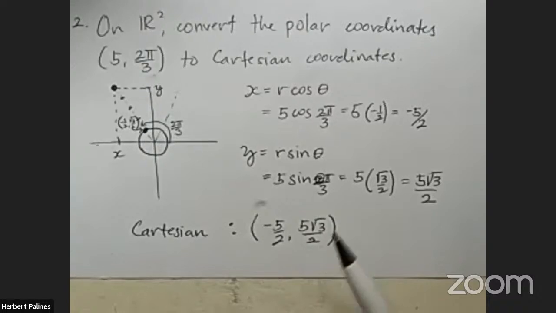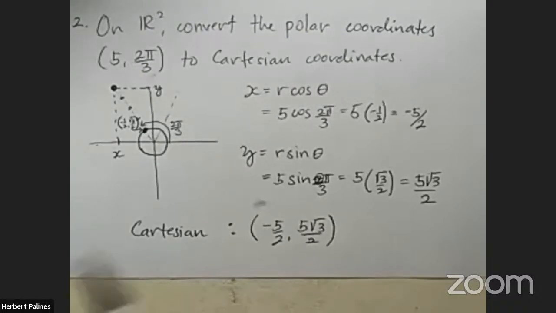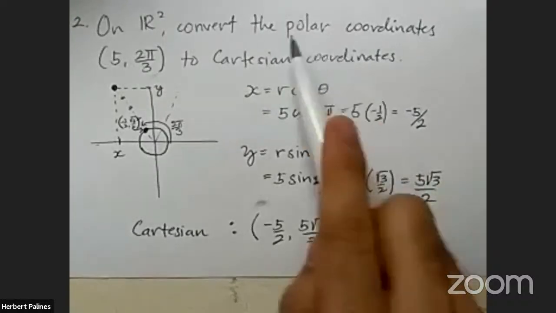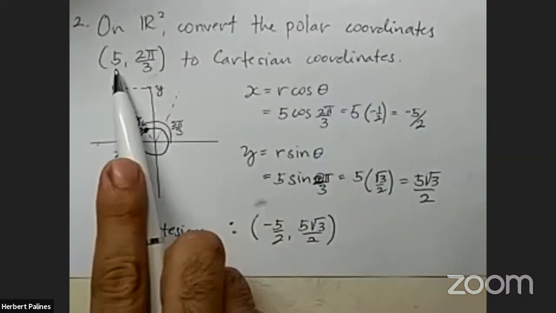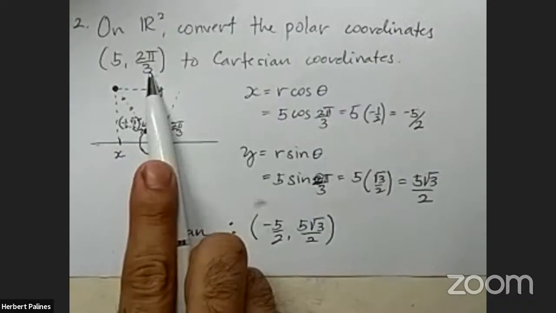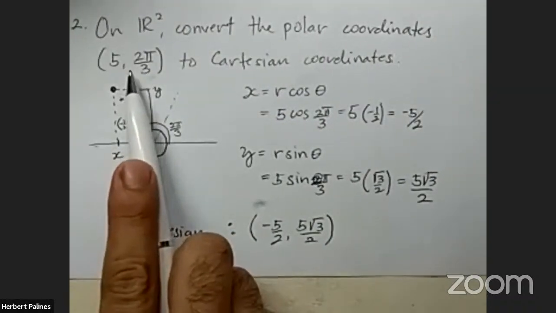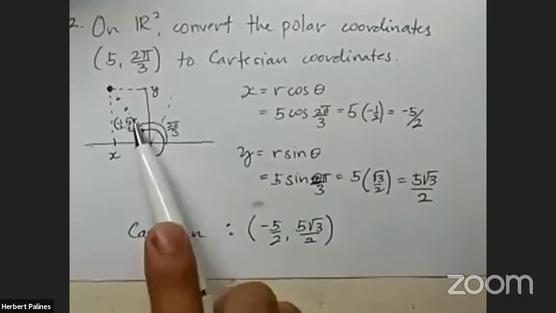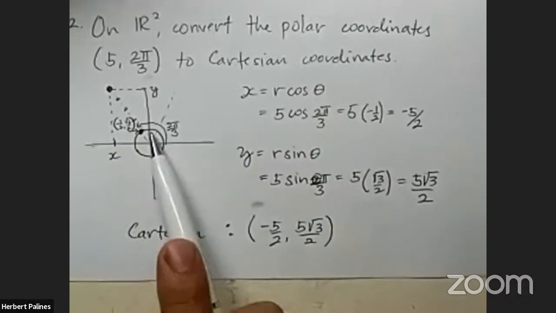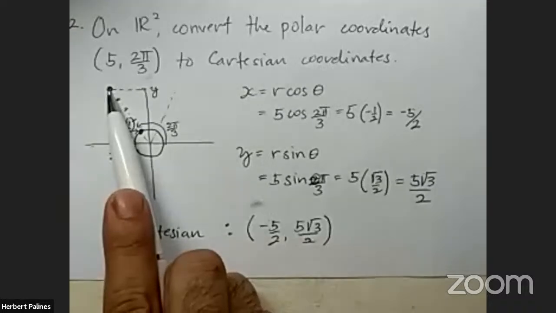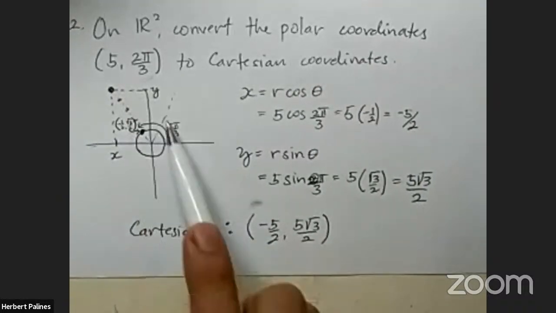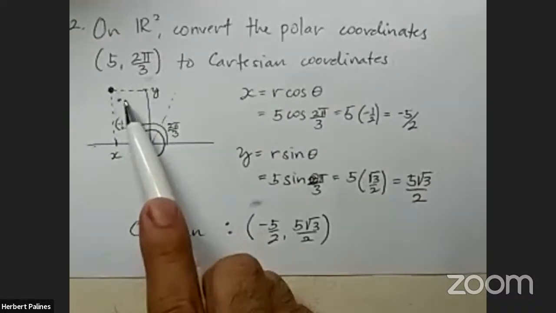And now, in number 2, your goal is the other way around. You're given a point in polar coordinates, given by (5, 2 pi over 3). Now we will convert these coordinates to Cartesian coordinates. Here, as you see, I plotted the point in the polar plane, though my label, yeah. So just imagine this is the polar plane.